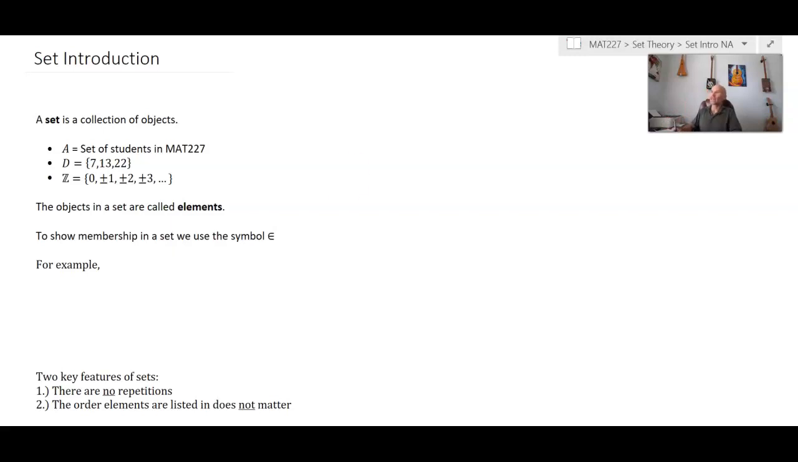As a real basic example, let's think about A. First of all, we give the set a name, almost always a capital letter, and let's define A as the set of students in Math 227. So the objects here are people, or maybe we would describe that set in terms of the people's names. As another example, let's take a look at set D. D is, and now you start to see these squiggly brackets. These squiggly brackets can be read as "set of." So it's the set of the numbers 7, 13, and 22.